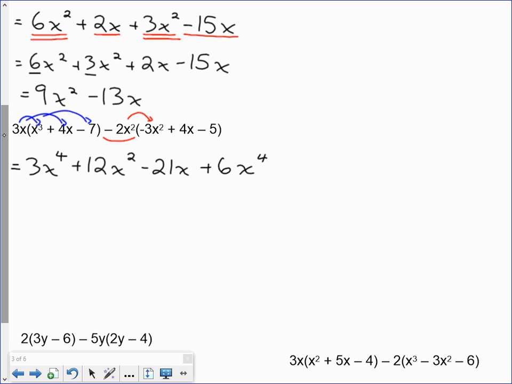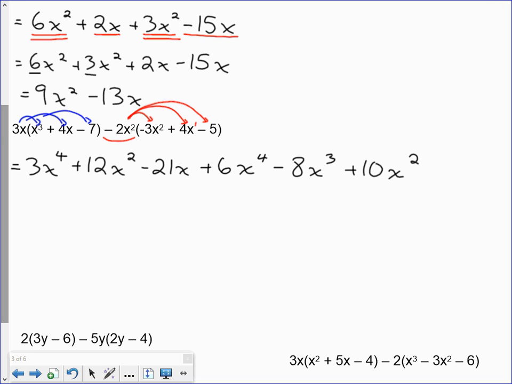Next, we're going to do that negative 2x squared times 4x. So negative 2 times 4 is negative 8. X squared times x: x squared times another x is going to be x cubed, because we remember we imagine that exponent one right there. And then finally, we're going to take our negative 2x squared and multiply it by negative 5. Negative 2 times negative 5 is going to give us positive 10, and we keep the x squared.